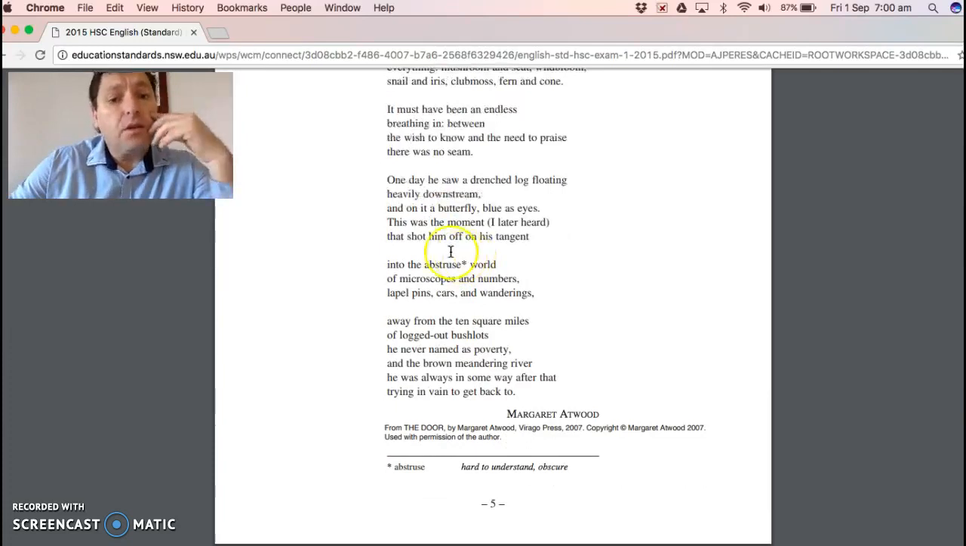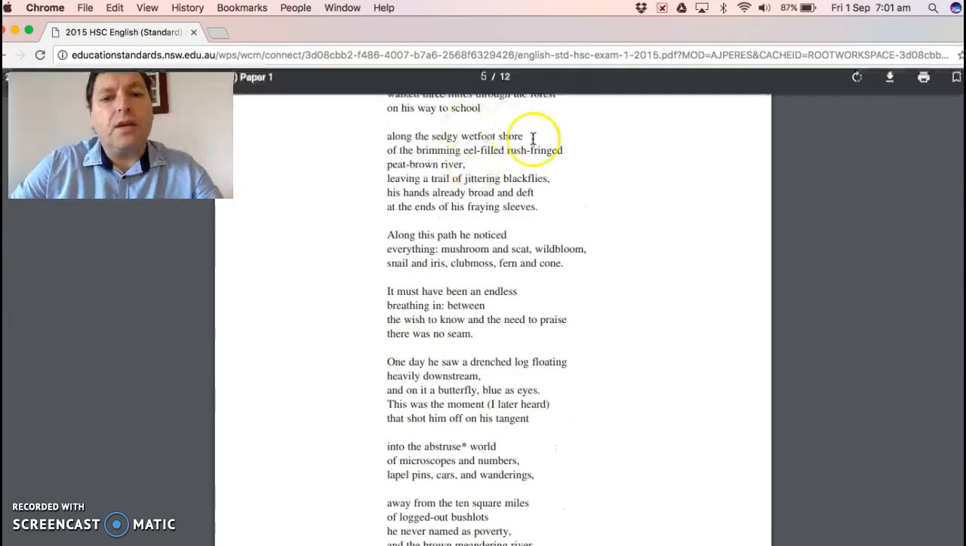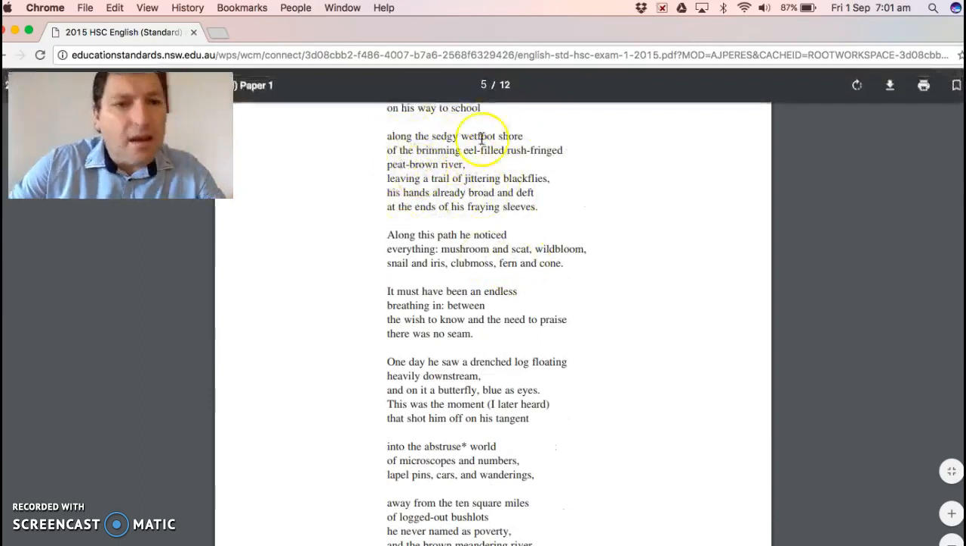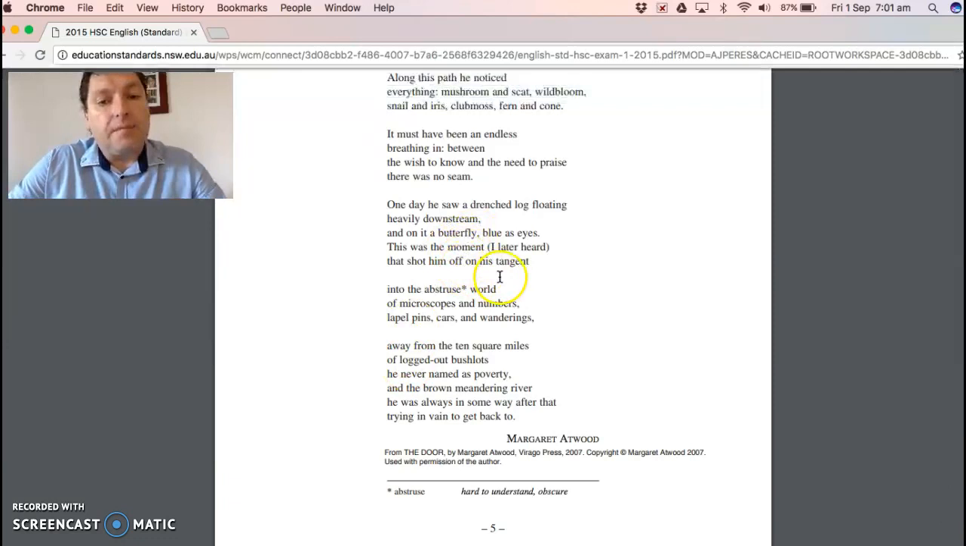And the third thing you might talk about is how there's a change in the poem. Here, when we see this butterfly, and this actually gave the character, the 10-year-old boy, the chance to really hone in on something very, very small and minute. So it's almost in direct contrast to this massive, endless world here that's in the first one. And you say, by contrast, the father's real discovery was the small and tiny and the detailed, which says here shot him off on his tangent.